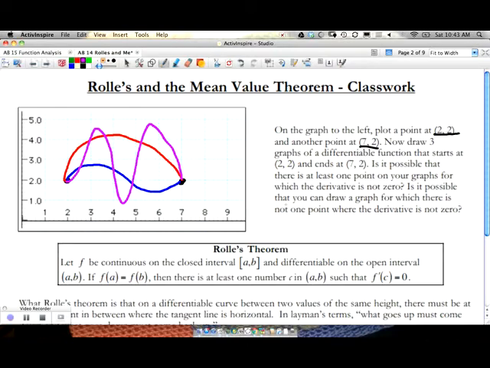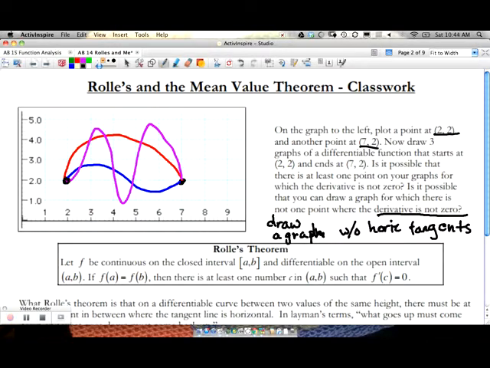Is it possible that you can draw a graph for which there is not one point at which the derivative is 0? In other words, what it's asking here, derivative not 0, means can we draw a graph without horizontal tangents? That's what a derivative equals 0 implies. If there's a derivative equal to 0, then you have a horizontal tangent line, a flat slope, a 0 slope. Derivative equals 0.